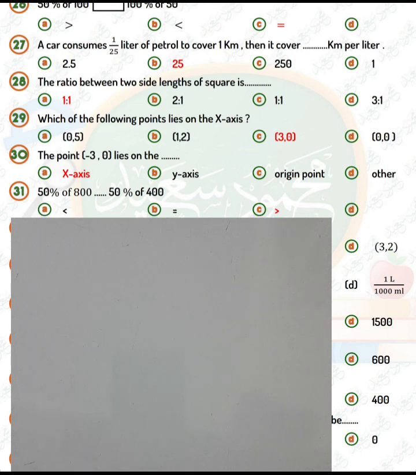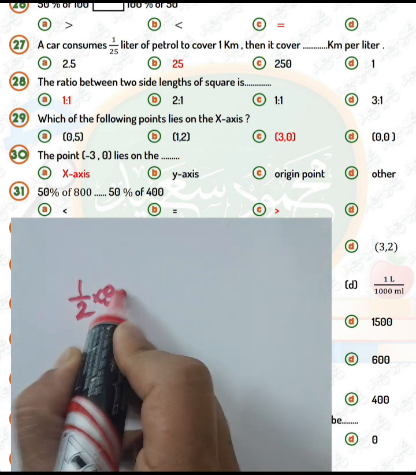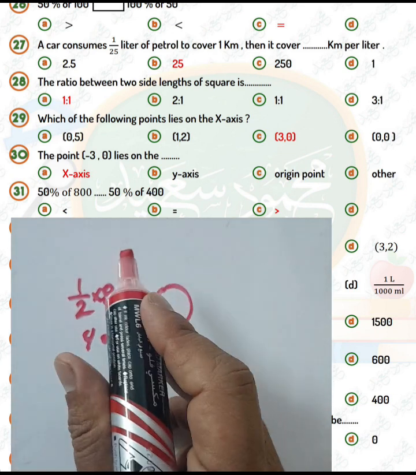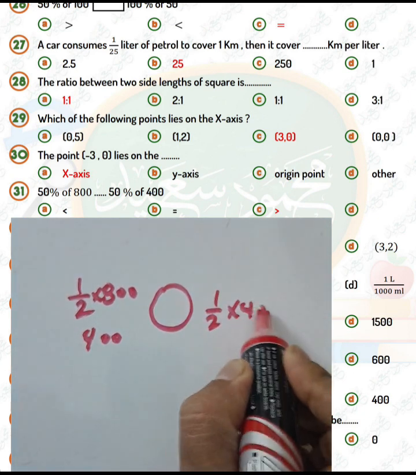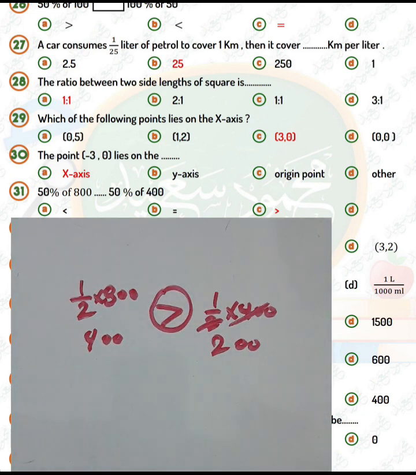Next question 31. 50% of 800, it's meaning half of 800, it will be 400. Or 50% of 400, it's meaning half of 400, it will be 200. So 400 greater than 200.